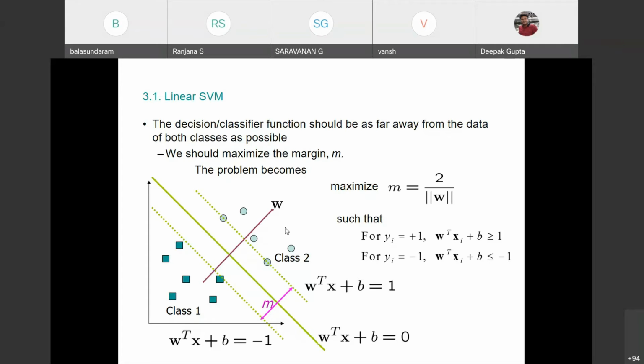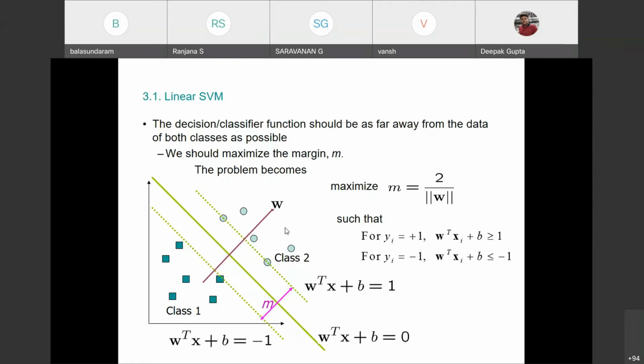Again, whether it is a circle point or a square point, the input point is going to lie either on the parallel plane W transpose X plus B equal to 1, or, in the case of a square point, on W transpose X plus B equal to minus 1. If the vector Xi is lying on one of the parallel planes, then the alpha value corresponding to that input point will be strictly positive, not equal to 0.